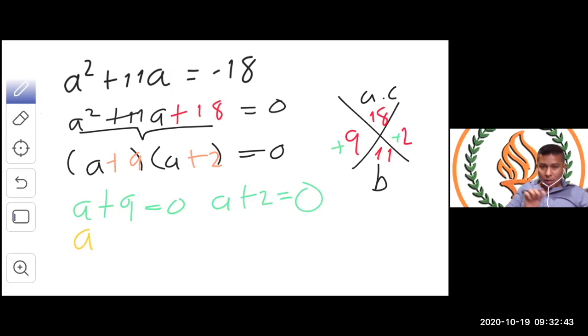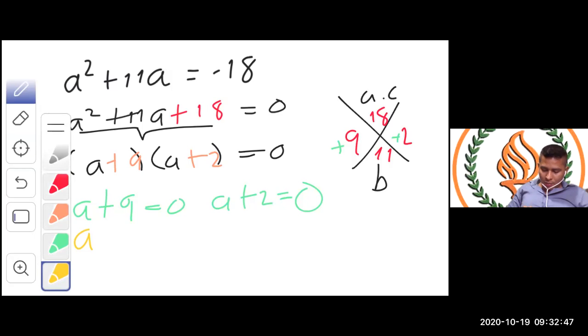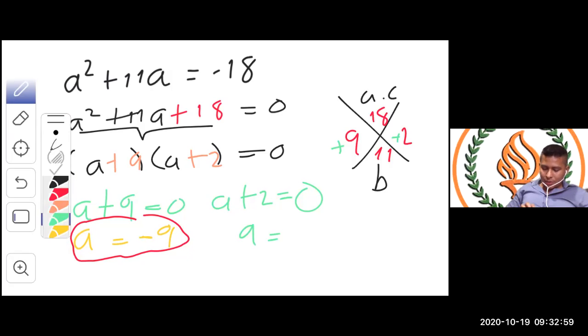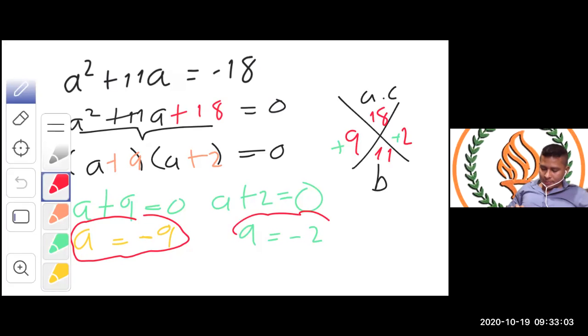A, that's my goal. My goal is to leave it alone. This positive 9 is bothering me, guys. I'm going to move it to the other side, and now it's going to be negative 9. And the other one, a is going to be negative 2, because this positive 2, if I subtract 2 on either side, this is what I'm going to get. Final. These are my solutions, both of them.